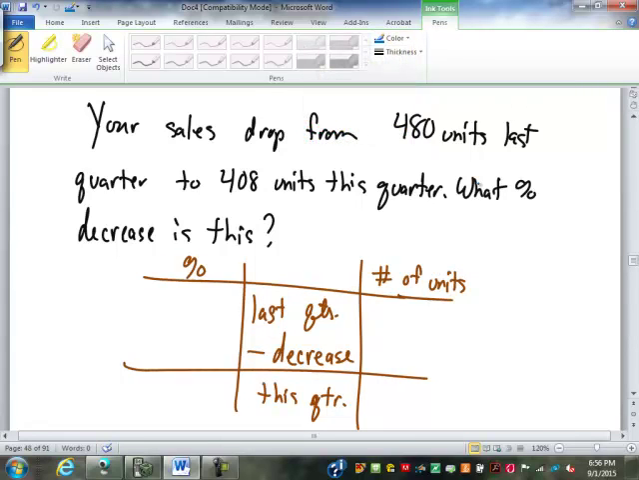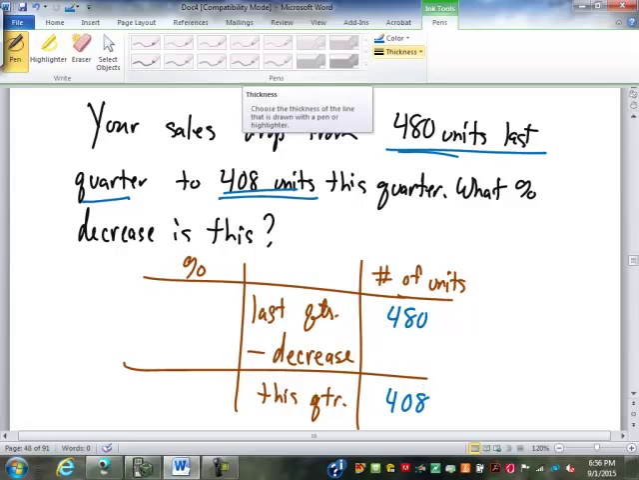What do we know? Well, we have 480 and 408, both number of units. Where does the 480 go? Last quarter, decrease, or this quarter? 480 is last quarter. 408 is this quarter.